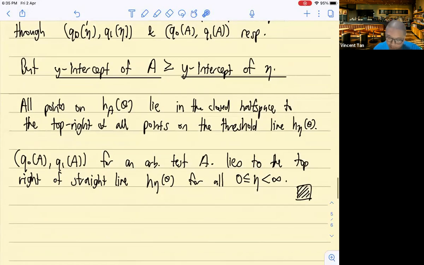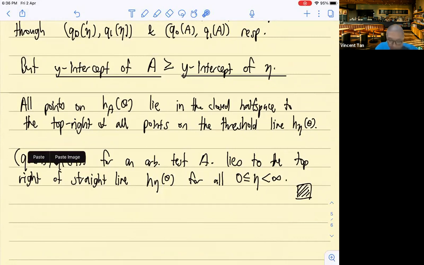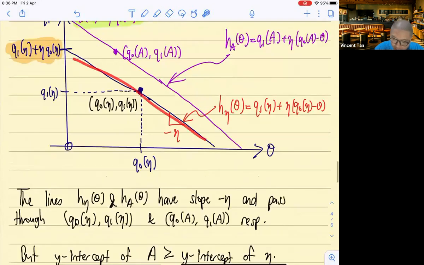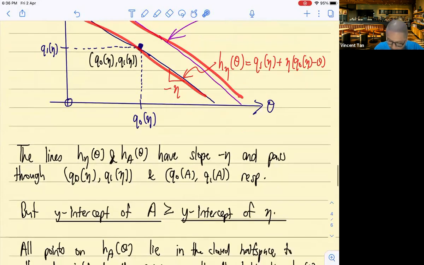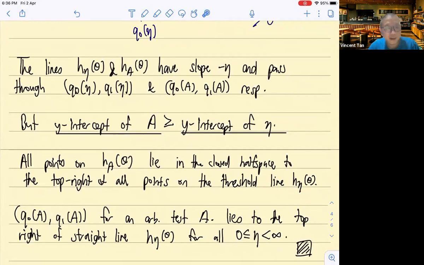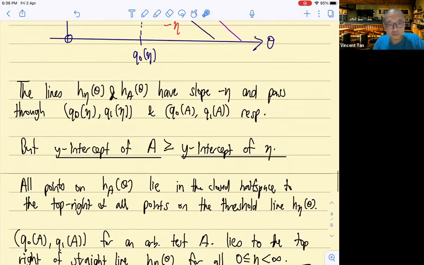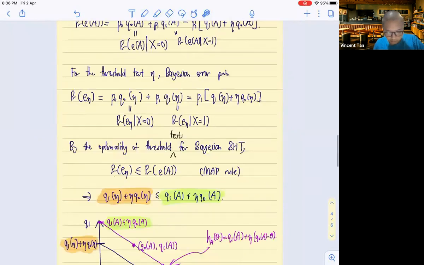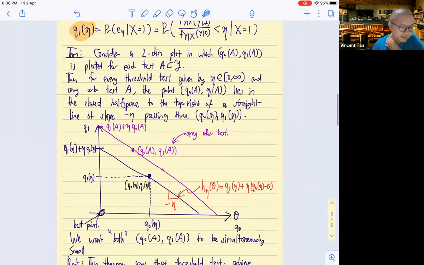All right? So the point here is that all points on this line that tells us the performance of an arbitrary test lie in the closed half space on the top right of points on the threshold line, which is h of eta. This is exactly shown here. Okay, right. So this ends the proof, and I will pause for a moment to let you deliberate on this. Maybe I will go to the statement before we talk about the next idea.